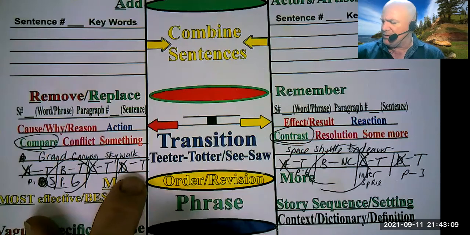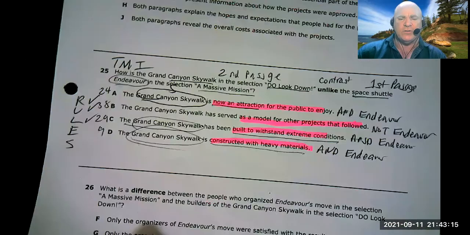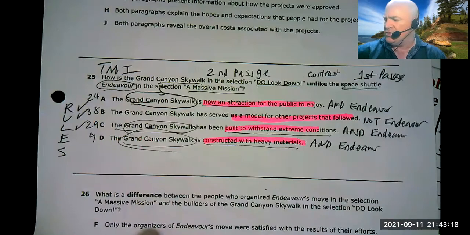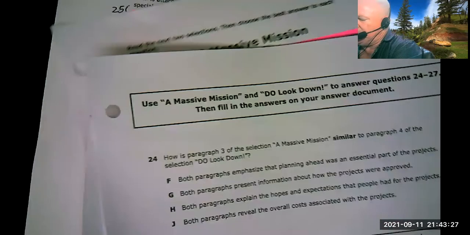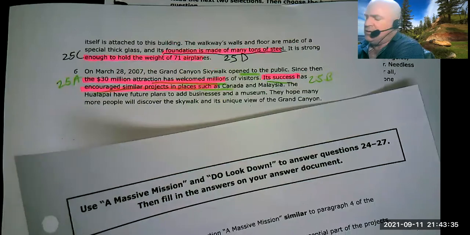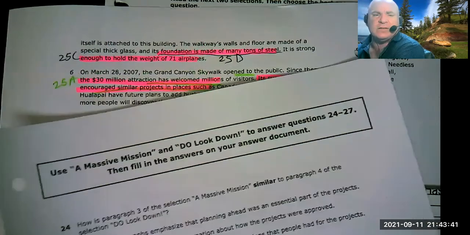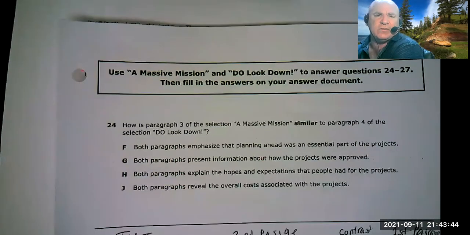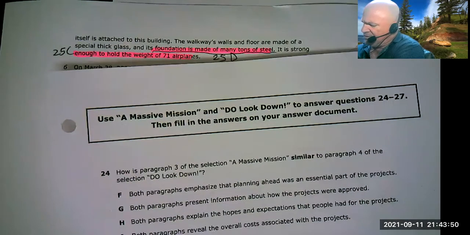Let's see what it says real quick. 25D. The Grand Canyon Skywalk is constructed with heavy materials. Grand Canyon Skywalk. Back on the top for you. 25D. Massive materials, tons of steel, and so you can use that same portion. That's tons, as for every ton, that's 2,000 pounds. So that does have massive materials.